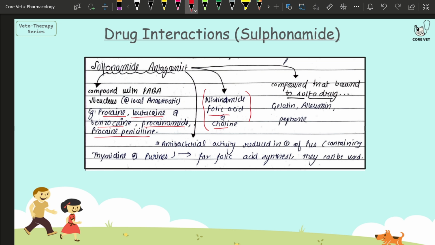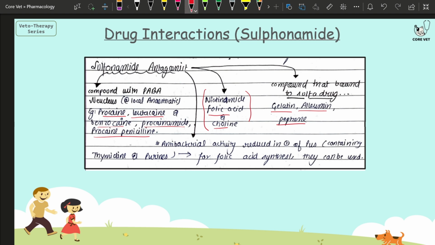There are also certain compounds that bind to the sulfur drug, like gelatin, albumin, and peptone. If they bind with the sulfur drug, it won't be available in the blood circulation to give an active response, right? You have read in pharmacokinetics that if a drug binds tightly to a certain compound in your blood circulation, then the free drug which is going to act against the bacteria isn't available. So that's why certain compounds shouldn't be prescribed along with the sulfur drug, right?